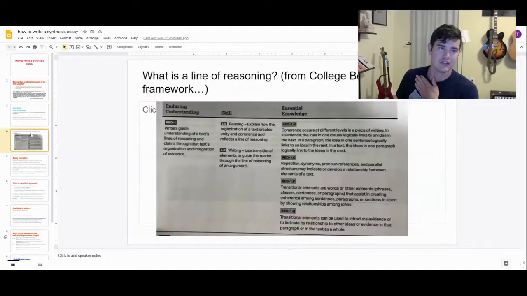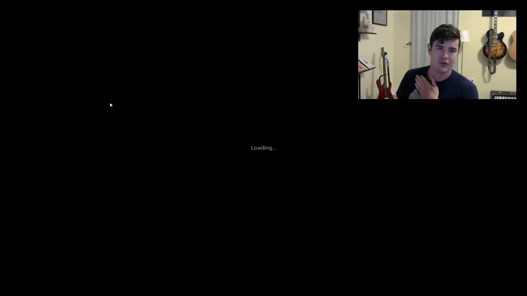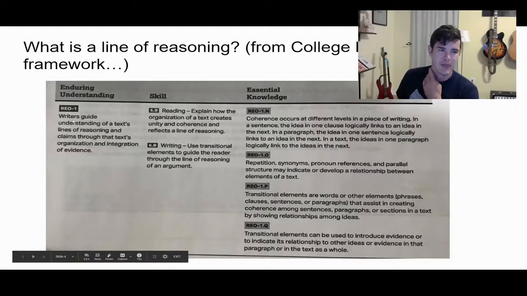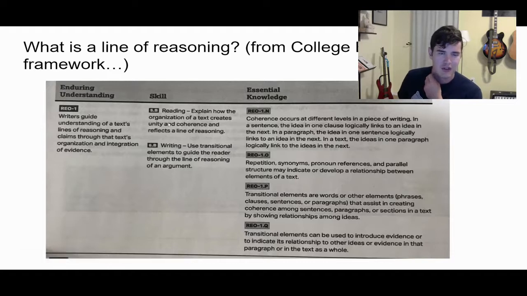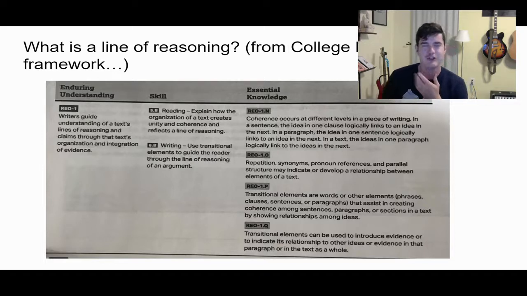So let's look at a picture I took straight out of the framework. This is how they define line of reasoning. Explaining how the organization of a text creates unity and coherence reflects a line of reasoning. Use transitional elements to guide the reader through the line of reasoning of an argument. Basically, it's about explaining in your own words how the evidence you found in the prompt proves your thesis. I'm going to model this, but when we talk about line of reasoning, it's about those ideas in your head that you put on the page to link together this evidence with your thesis.